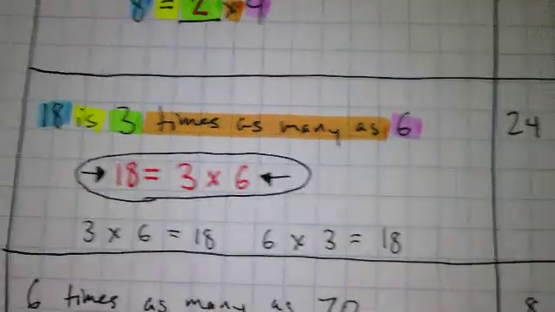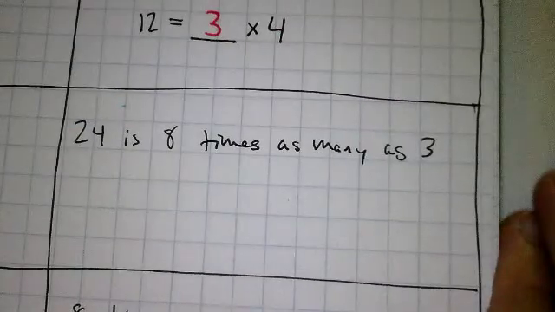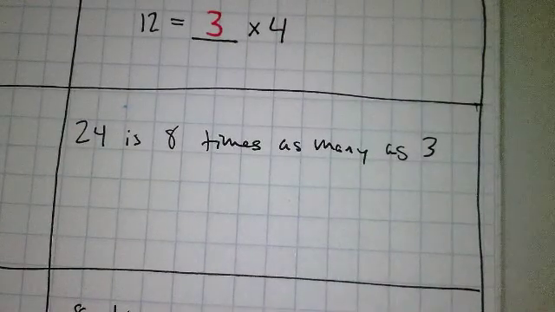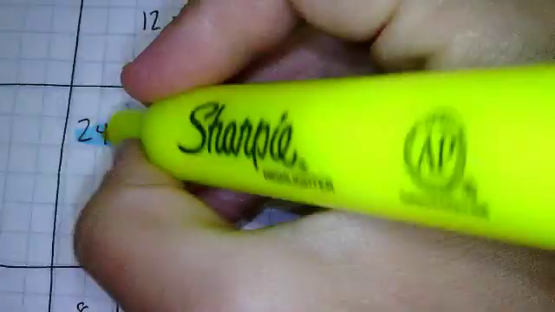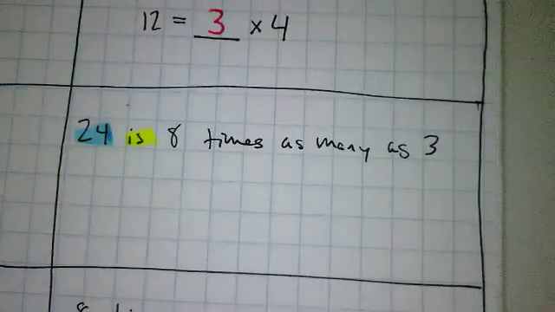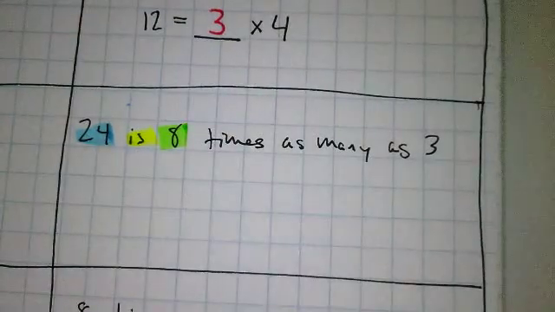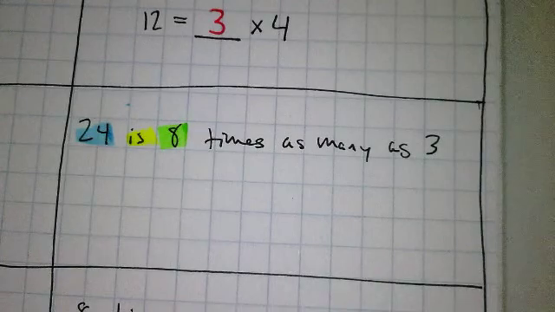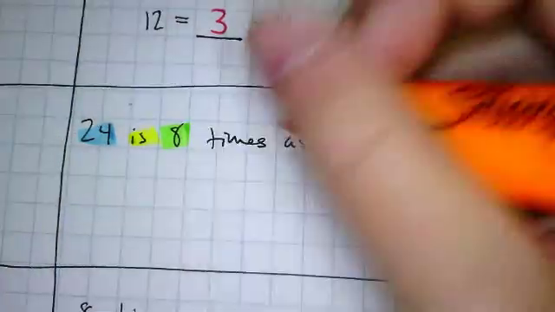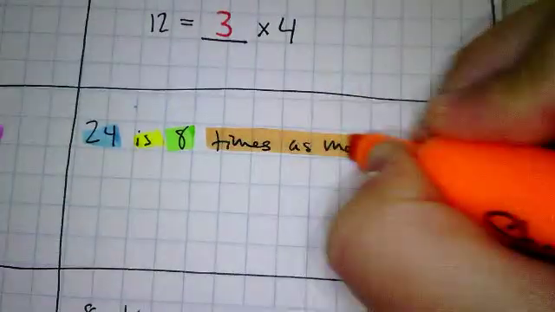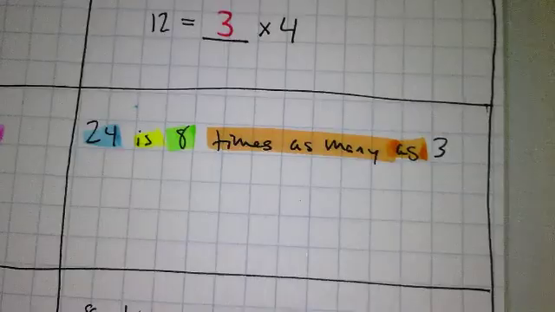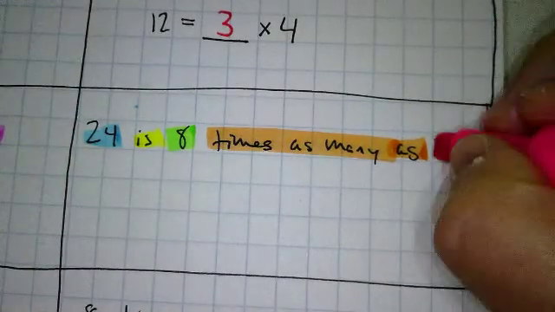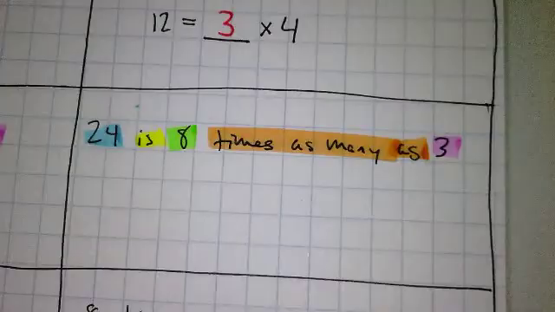Speaking of following the order, let's try one more. So this one says 24 is 8. I know this takes a minute to highlight, but it helps me put my sentence in order. If you don't need to highlight, you don't have to highlight. For me, I like to keep my work nice and neat, and I like to help me keep things in order. And so for me, if I highlight, it's easier for me to follow my pattern. I make sure I get every single piece in here. So 24 is 8 times as many as 3.